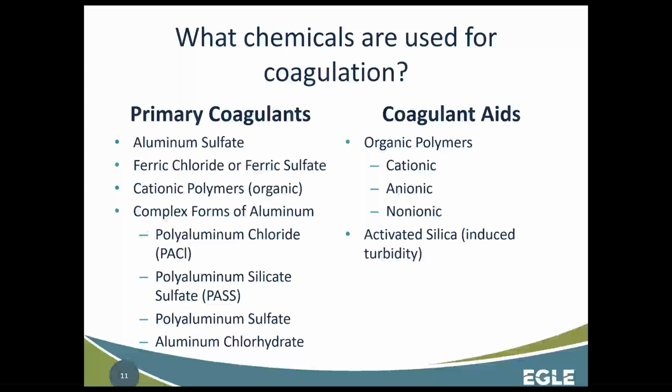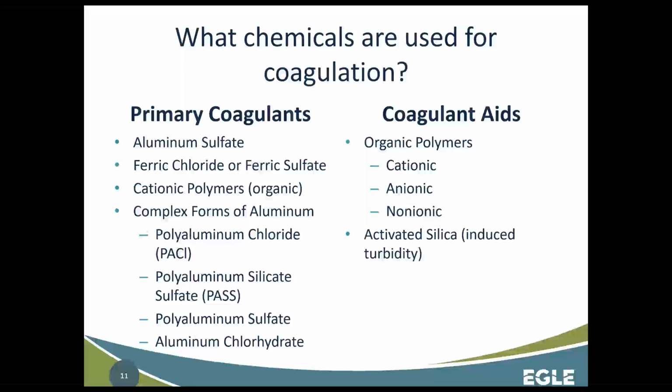Then in addition to your primary coagulants, you also have your coagulant aids. These are polymers as well. You can have cationic, which are the positively charged polymers. That's why they're the only ones that can be used as a primary coagulant, because they have that positive charge that we need to neutralize the negatively charged particles. Then there are anionic coagulant aids, which are negatively charged. They can't be used as the primary coagulant. And you've got non-ionic, which are non-charged, and again can't be used as a primary coagulant. They each have their role.